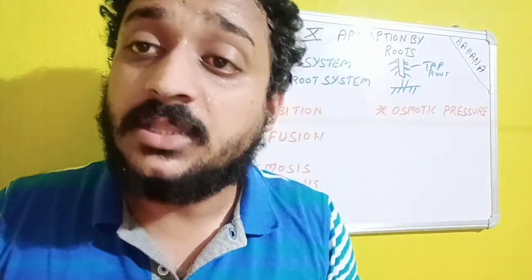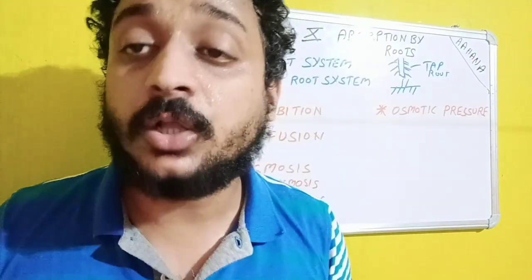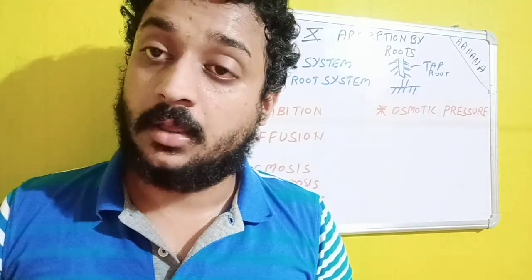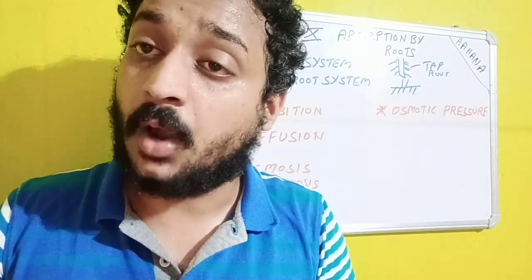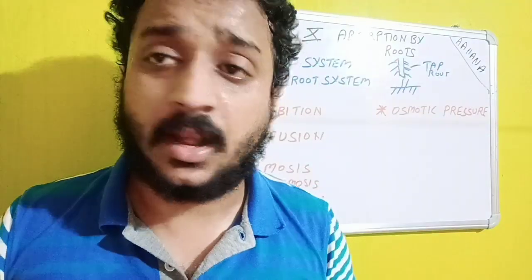Now, when we studied the root, we found the minute root hairs present all along the root when it is continuously distributed under the soil. When it is continuously distributed under the soil, these minute root hairs increase the surface area. Now, what is surface area? I am giving you a practical example.